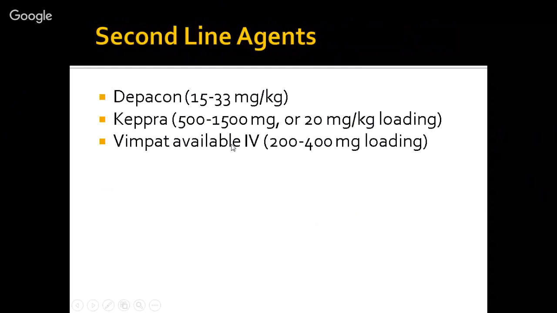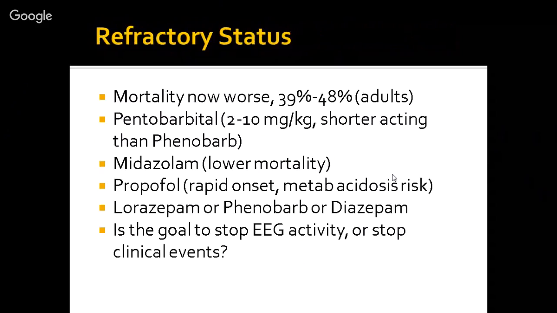Vimpat. Vimpat is an alternative. It does have some of the same side effects as Keppra, but they're pretty minimal. And the doses you need to load are much lower. It's not typically used as first line or second line. It's more down the road on that slide.